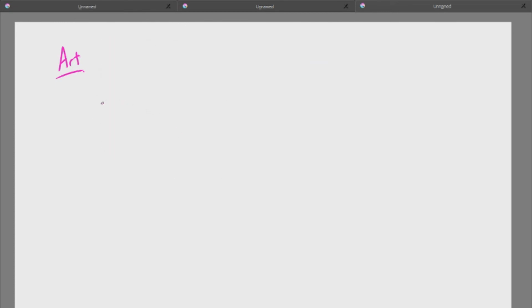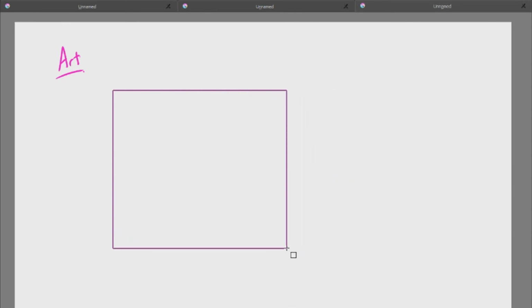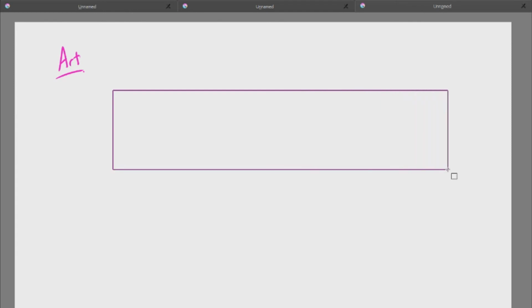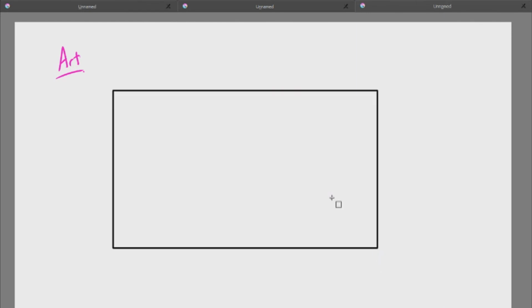Beautiful. You know, that's my painting. I make a painting. If I make a square painting versus a rectangular painting versus a thin rectangular painting, some of those are more appealing than others. Here's my painting.